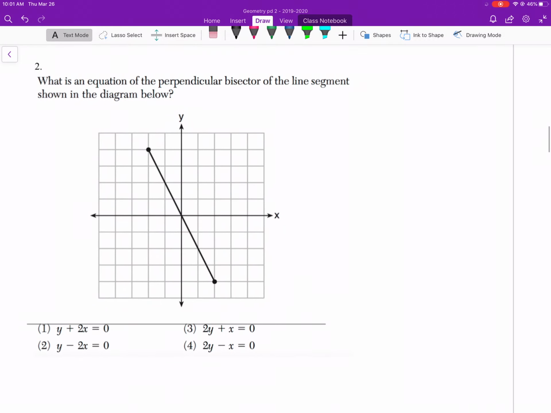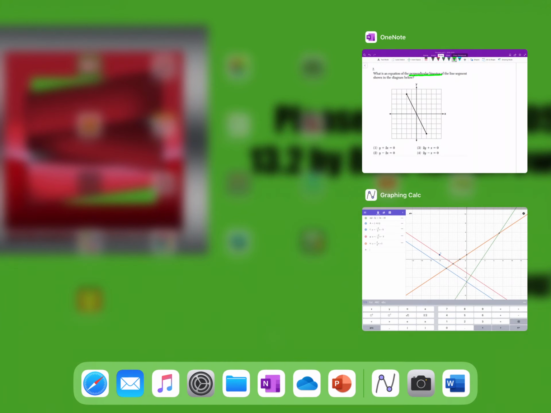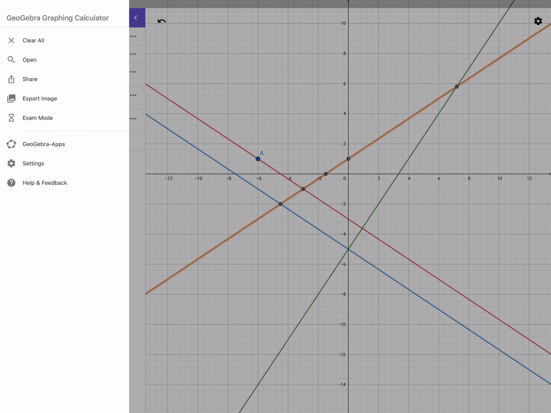Number 2, what is the equation of the perpendicular bisector of the line segment shown in the diagram below? So our perpendicular bisector now. Not only does the line have to be perpendicular to the given line, it has to bisect it, so it has to pass through the midpoint. So let's plot the segment into GeoGebra.